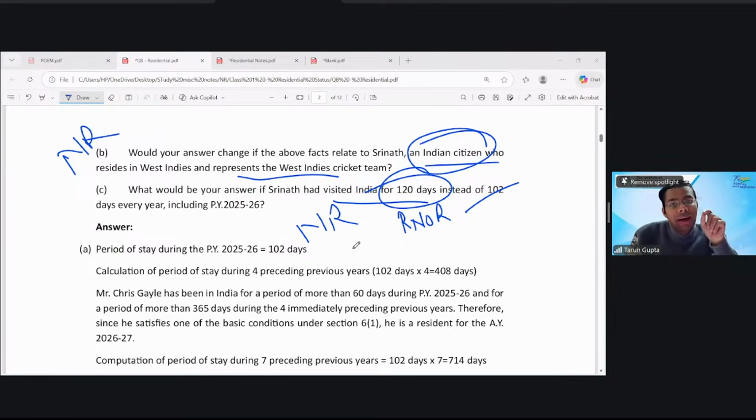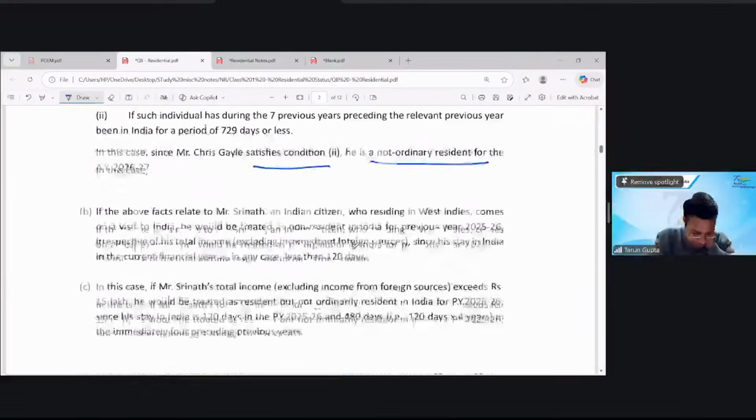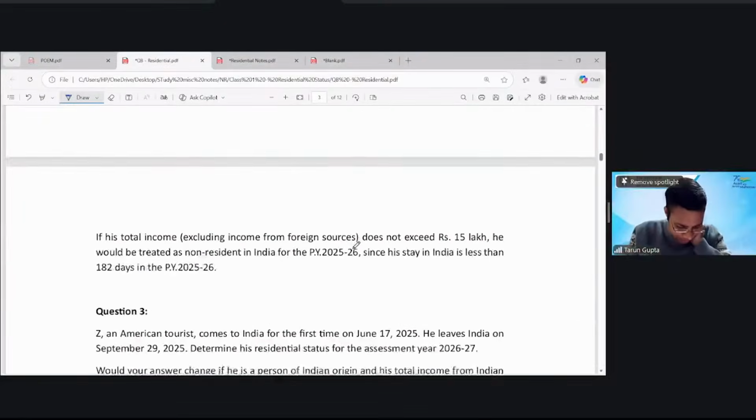For deemed resident, we have to say he's not liable to tax in West Indies as well. There is nothing in the question which indicates that he's not liable to tax in West Indies. And therefore the question is not towards the fact whether he's deemed resident or not. The facts are not given in respect of that. So we will not go into deemed resident even for the question's sake. He will not be deemed resident because there is a tax in West Indies. West Indies is not a tax haven. Okay, good.